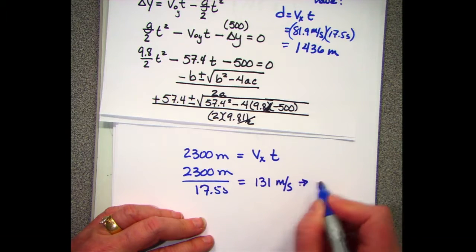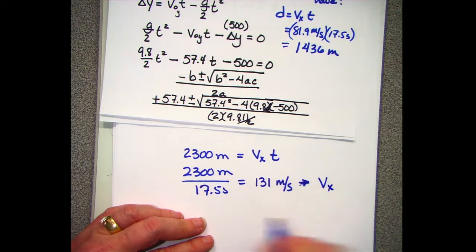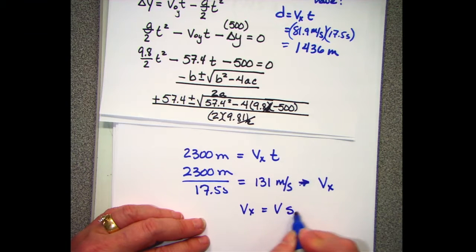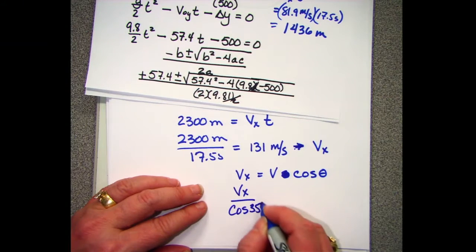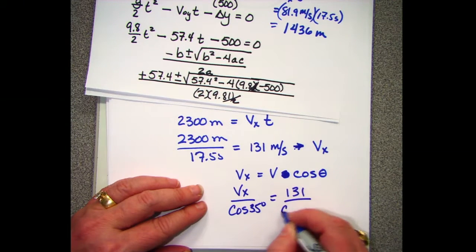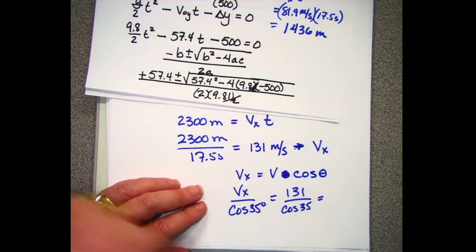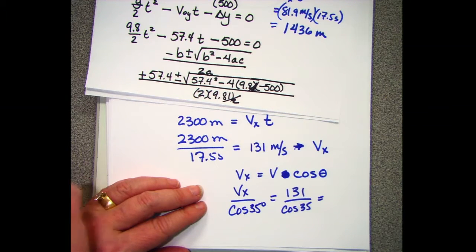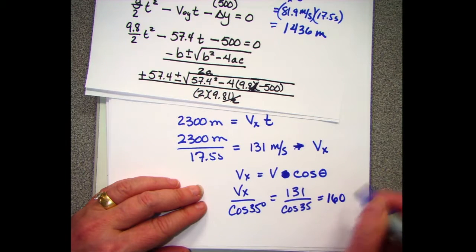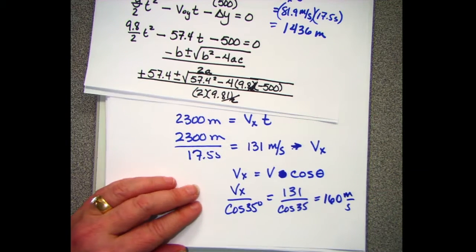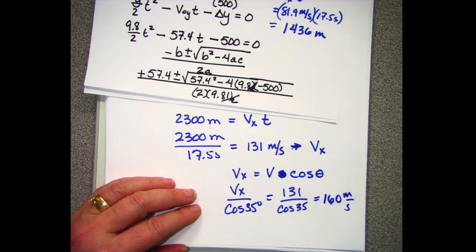in the x direction. That's Vx, but Vx is equal to the velocity times the cosine of the angle. And if I have my ramp at 35 degrees, I get velocity equals Vx divided by the cosine of 35 degrees. This is going to be 131 divided by the cosine of 35, which is going to give me 160 meters per second. So in order to go the distance, I've got to add some rocket fuel to get me the 160 meters per second.